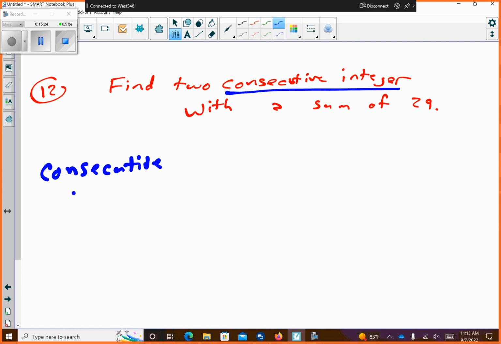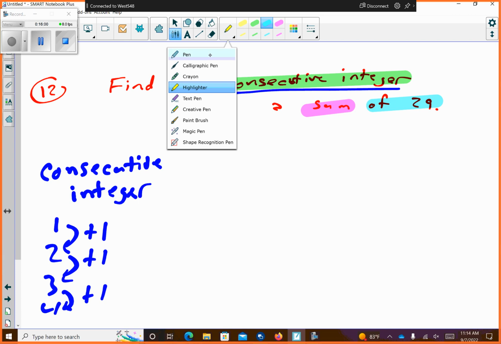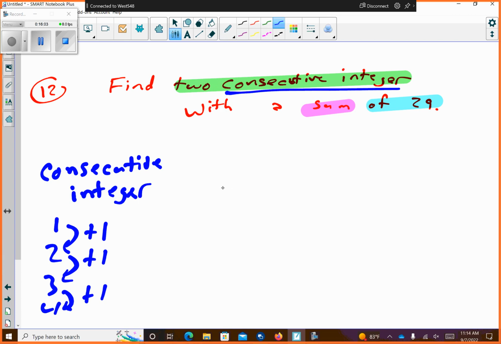This does not say even or odd, does it? No. So consecutive integers. What did I add to each number to get to the next one? What did I add to 1 to get to 2? What did I add from 2 to get to 3? What did I go from 3 to 4? So I'm adding 1 each time. Okay? Oh, that's a good call. All right, so let's highlight a few things. Find 2 consecutive integers with a sum of 29. How many blanks do you think we got? How many things am I looking for? 2. What does sum mean?